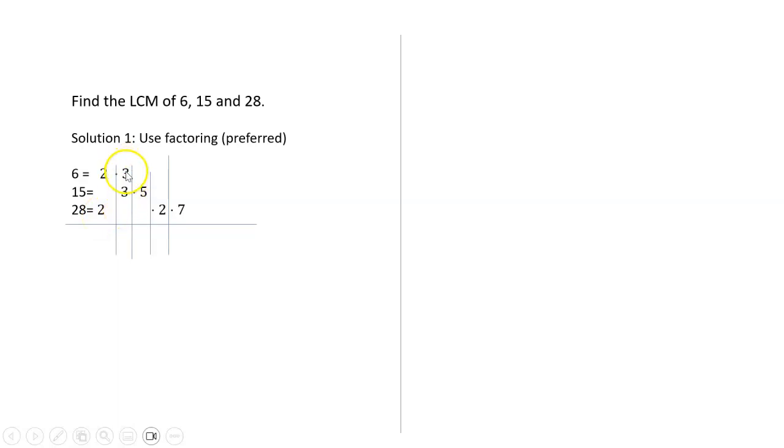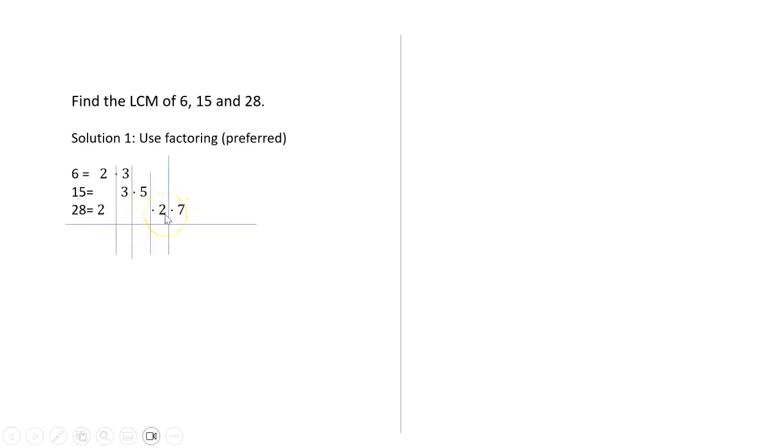But the second column has a 3, and 3 and 2 don't match. So I'm going to move on to the third column, and the third column has a 5. 5 and 2 don't match. So I'm going to have to create a new column, the fourth column, so I can write down a 2. The general rule is we don't want to put different numbers in the same column. This way it will help us to bring down numbers.